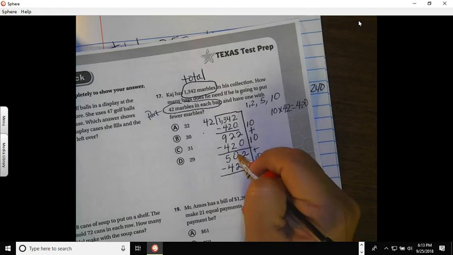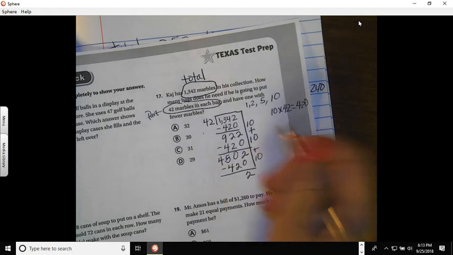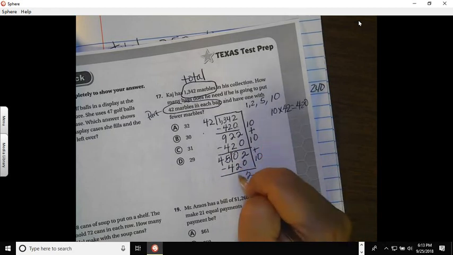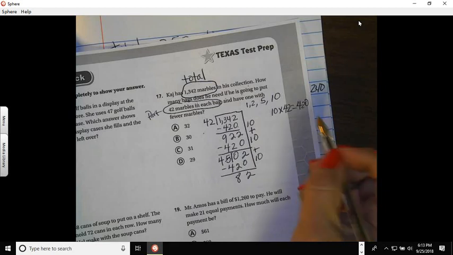Can't take 2 out of 0. I need to regroup. So I'm going to take that away, bring it over. Now it makes it a 10. 10 minus 2 is 8. It's 82. And now I'm done.